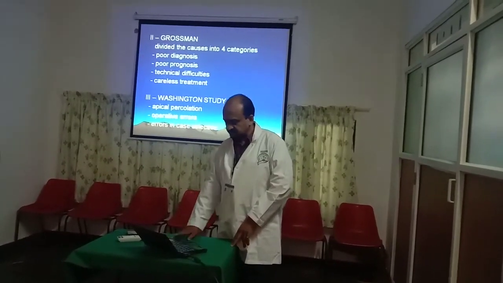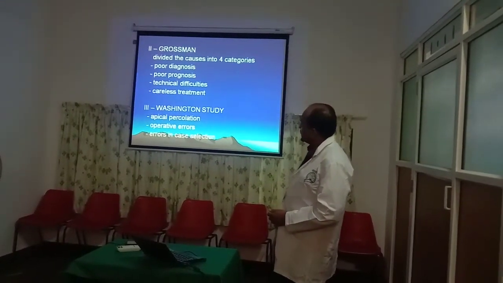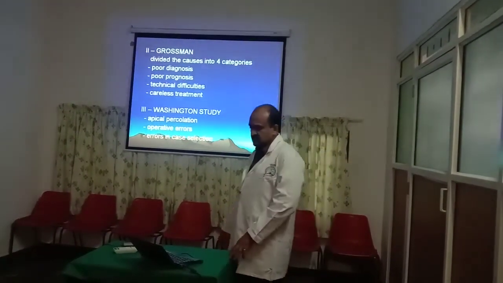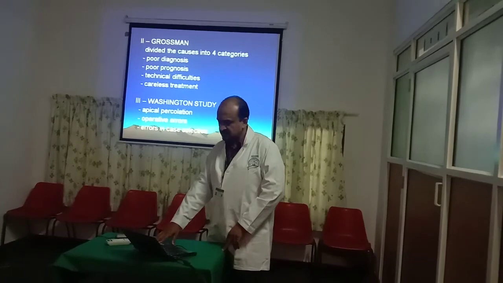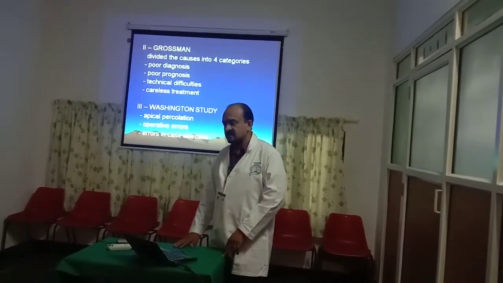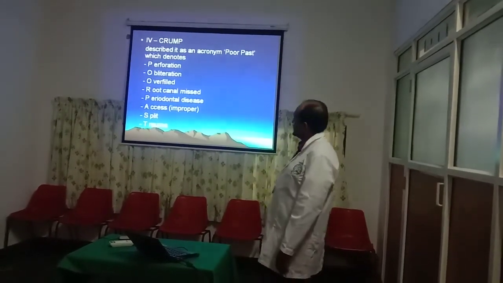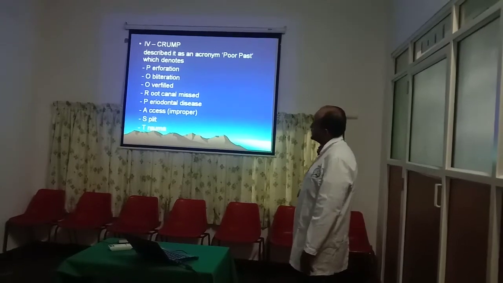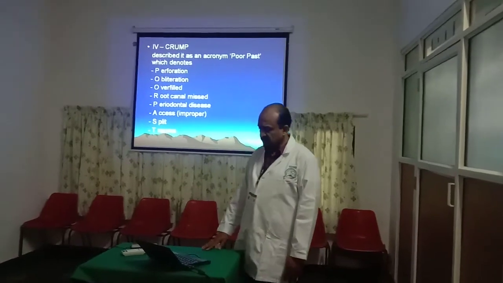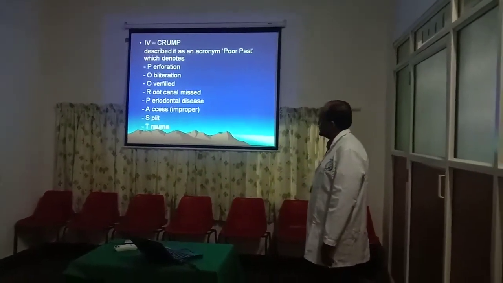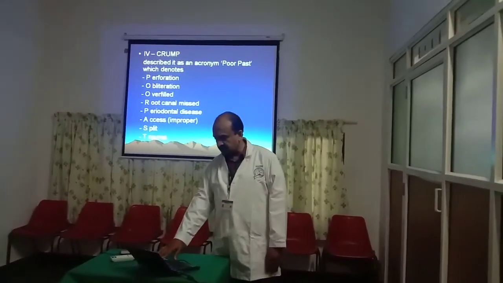That you should know. Coming to the second classification, by Grossman, it is mainly divided into four categories: poor diagnosis, poor prognosis, technical difficulties, and careless treatment. Third classification is by Washington, that is apical perforation, operative errors, and errors in case selection. Fourth classification is by Crump, which is an acronym: P for perforation, or for obliteration, or for overfill, or for canal miss, then B for canal blockage, A for access which is done improperly, S for separation, and D for problem.